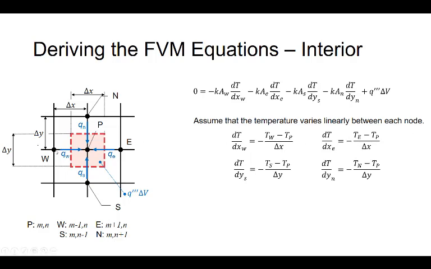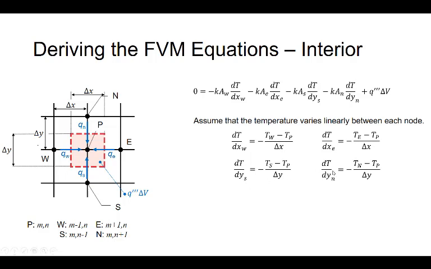An assumed linear variation of temperature from the west node to the P node means that the gradient at the west face can be calculated according to the following. We take the difference in temperature divided by the spacing between the node points. The spacing between the node points is delta x. By a similar argument, the gradient at the east face is T_E minus T_P over delta x. We note the negative value because the heat transfer is down the temperature gradient.